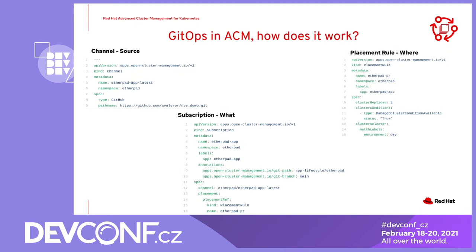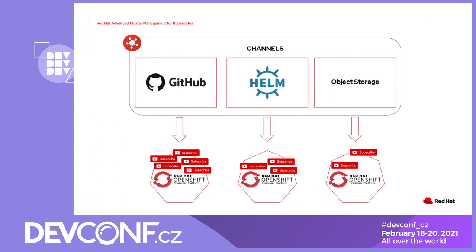And then in the specification, we have the channel, which says we want to deploy the Etherpad app latest channel, which is the one pointing to the GitHub repo. And we want to deploy this channel on the placement rule called Etherpad PR, which is the one that matches the dev cluster, right? So we will see how it works in detail in the demo.